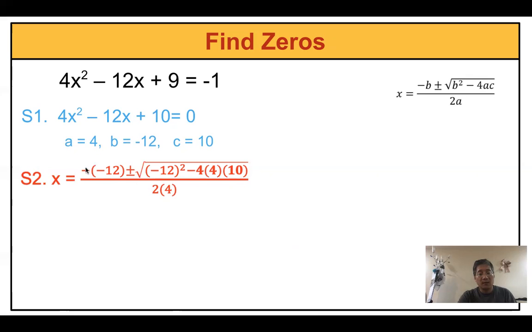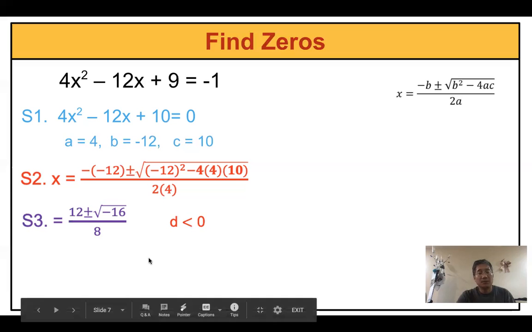If you simplify, this is positive 12 plus or minus the square root of b squared minus 4ac. If you put b squared minus 4ac in the calculator, you will get negative 16. So what do you understand? This is negative 16, which is negative. How many zeros? No zeros, no solution, right? So imaginary zeros. But still, sometimes the question asks you to find the imaginary zeros. Then let's continue to solve the problem.